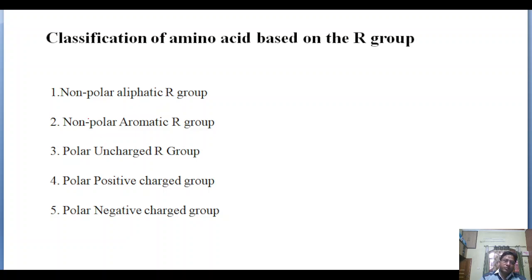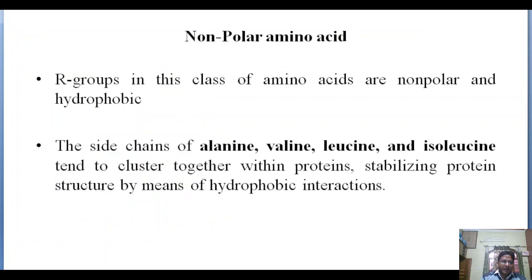polar R group. Non-polar ones are of two types, aliphatic R group and aromatic R group, and polar ones are charged or uncharged. If charged, then they contain either a positively charged group or a negatively charged group. Based on this, these amino acids have been classified.